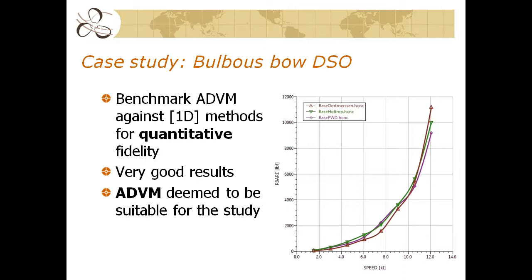Well, first we needed to determine whether the ADVM was going to be suitable for this kind of hull form or not. So we used our own 1D methods, which we knew were valid for that particular hull type. They were built for that kind of hull. And we had a nice tight fit on the resistance curve. So quantitatively, we were satisfied that it was suitable.